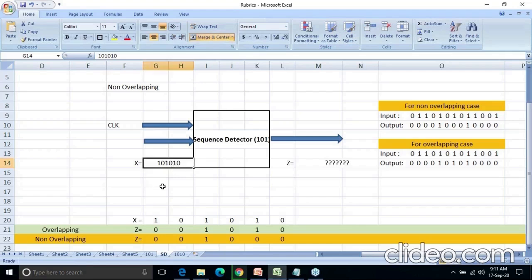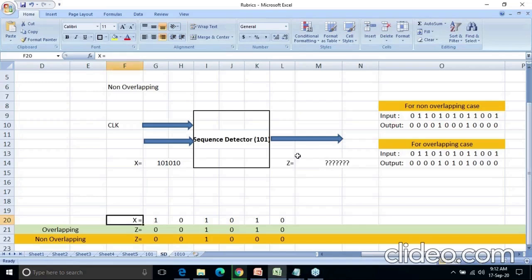Is it clear? Again I'm saying, just concentrate properly, because this is somewhat confusing, but if you understand it, it is very simple, and you will have interest in this. Okay, so here I have written X as the input, and this Z is my output. Now as I told you, this sequence detector is detecting the sequence 101. Now how many 101 are present in the sequence? You need to find it.